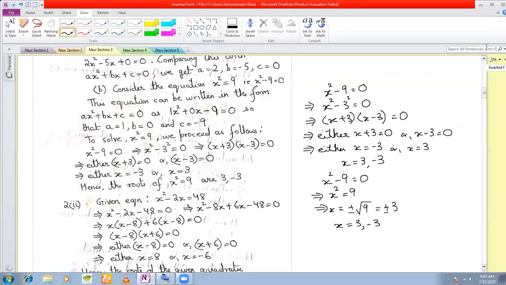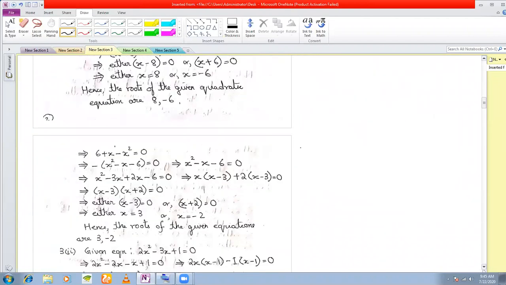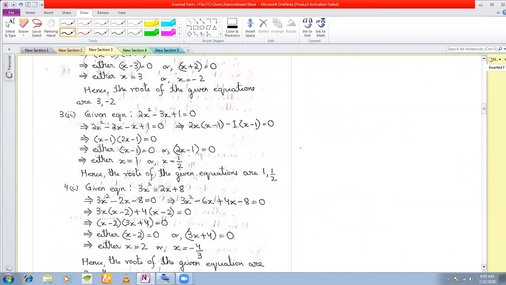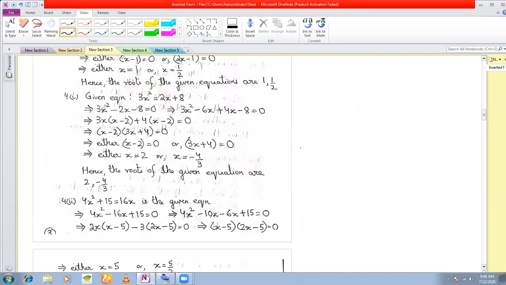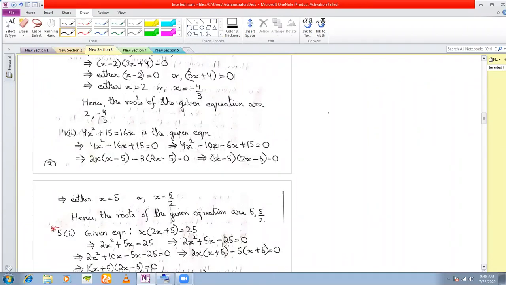Okay, this method will not work for all the problems, but it is a more universal method of solving such quadratic equations. Okay, let us come to the examples. Mostly in this you will find all the quadratic equations have been solved by middle term factorization or factorization of trinomials. Consider this: 4x square plus 15 is equal to 16x.